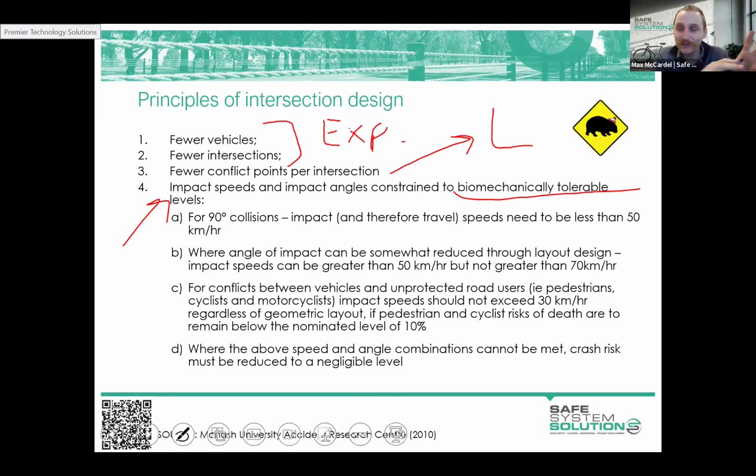So they've done a lot of research within this space to have a look at what are some of those speeds and angles that would be survivable. This fourth point here would relate to severity. So the exposure was just the number of vehicles. The likelihood was how many conflict points we've got. Severity, what we're looking at is what speed is the collision likely to occur at, and what is the angle of that collision.